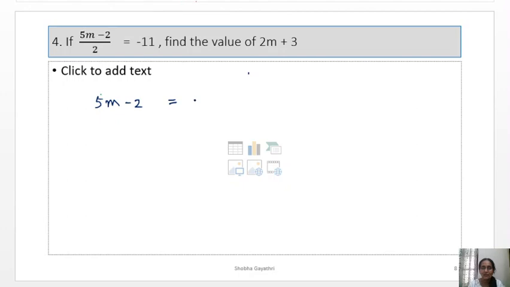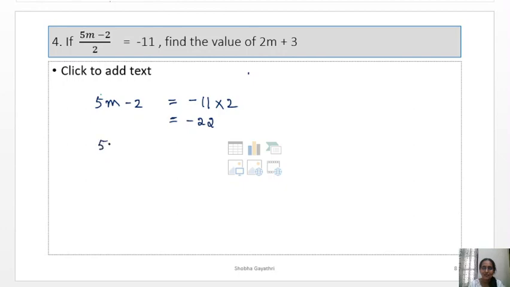Now to find the value of m, we have to solve this equation. Keep the numerator 5m minus 2 as it is. 2 is there in the denominator. Now transpose 2 to the other side. The numerator is divided by 2, so it will become multiplication now. It is minus 22.